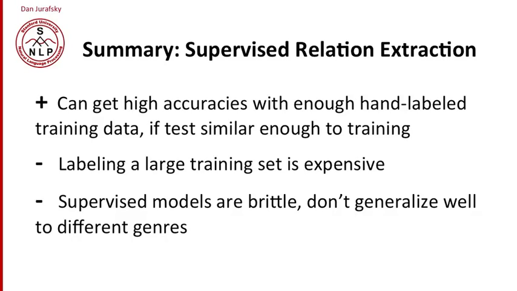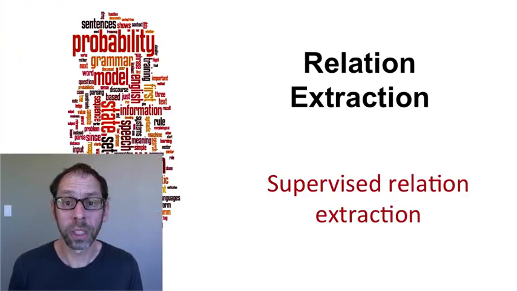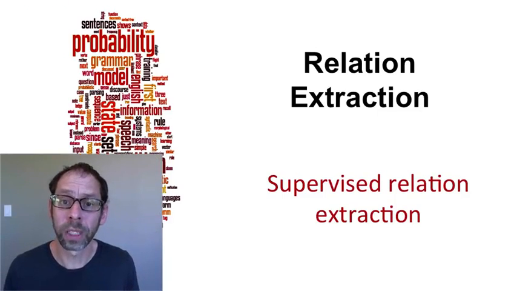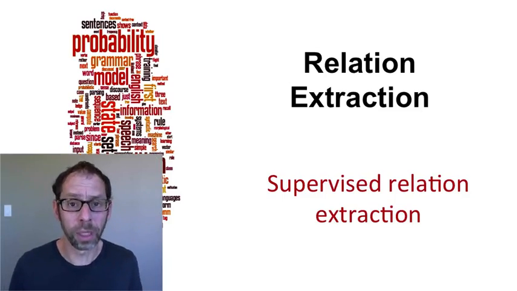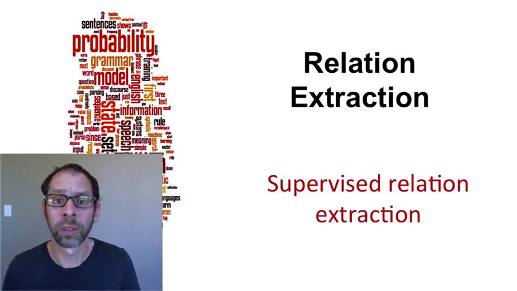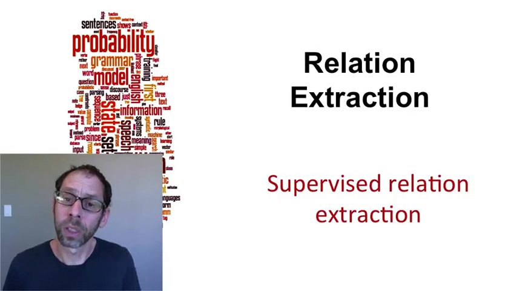So if we know that we're going to run our system on a similar genre to what we have in training, then supervised is a good approach. If we're worried that the test set's going to be very different than the training set and we have to be very robust to different genres, then we're probably going to need to turn to unsupervised or semi-supervised methods. So supervised relation extraction, an important way to do relation extraction in cases where we can afford to label a training set and we think our test domain is going to be very similar to that training domain.